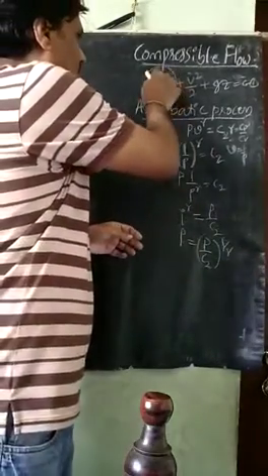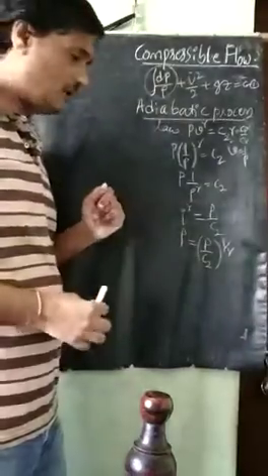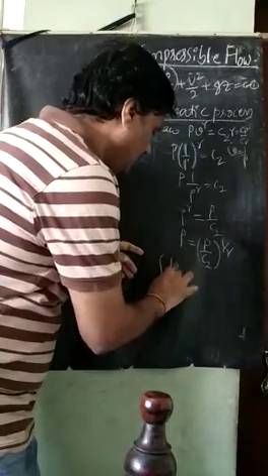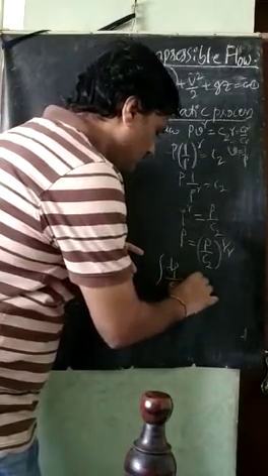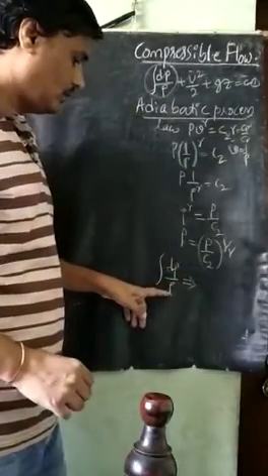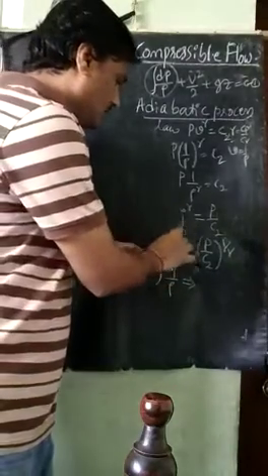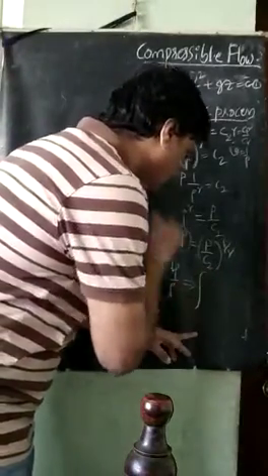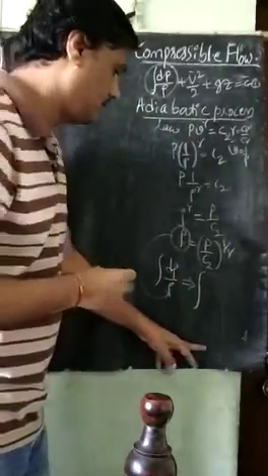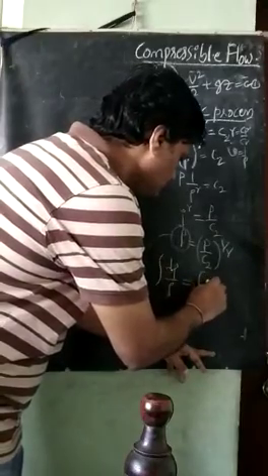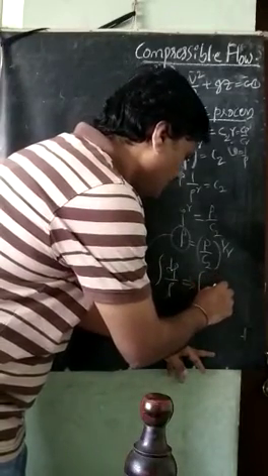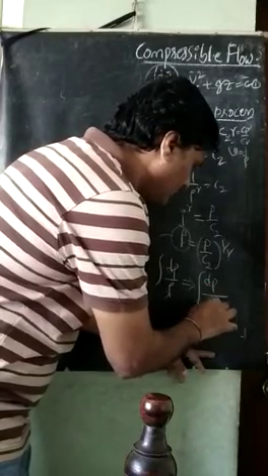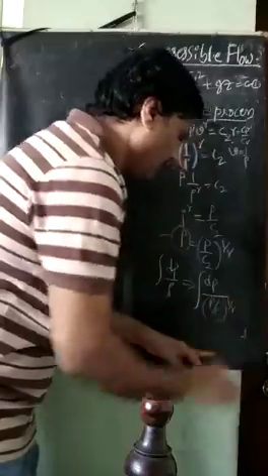Next, this term has to change. The integration of dP divided by rho, how is it changing? I will substitute this rho value here. So it is dP divided by (P divided by C2) raised to 1 divided by gamma.